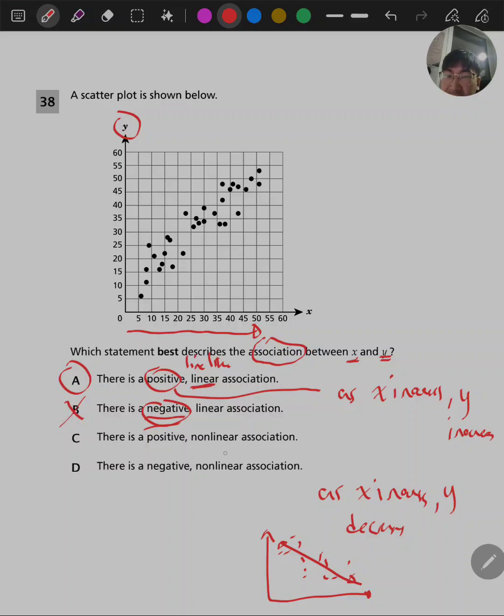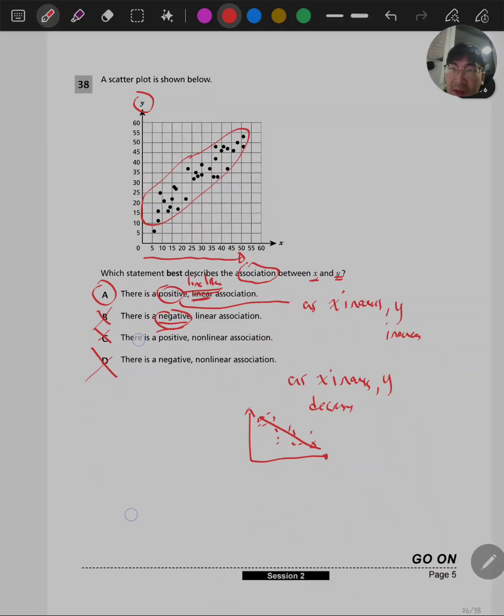And there's a positive nonlinear. I wouldn't say it's that because the collection of the data points looks line-like. So it's got to be A and D. Yeah, can't be that. Okay, great.